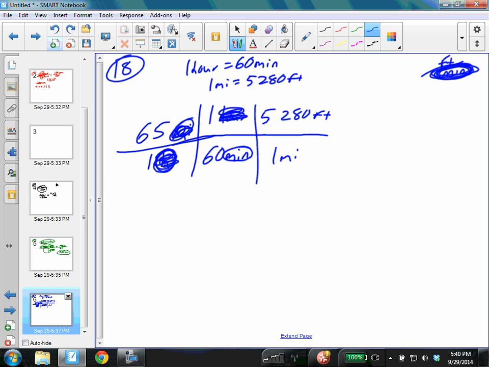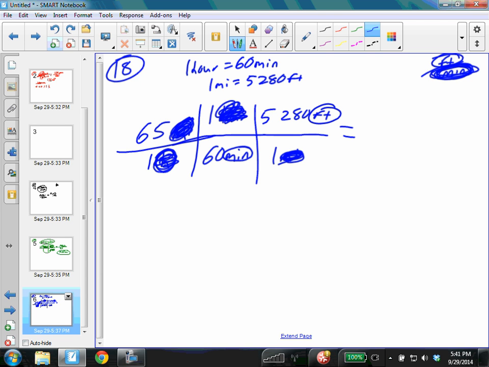And now, since there's miles on top and miles on bottom, they will cancel out. And if you look, there's no unit here, there's no unit here, there's only feet. And that's what I want. I wanted feet on top. So since I only have feet on top and I only have minutes on bottom, I have what I want.